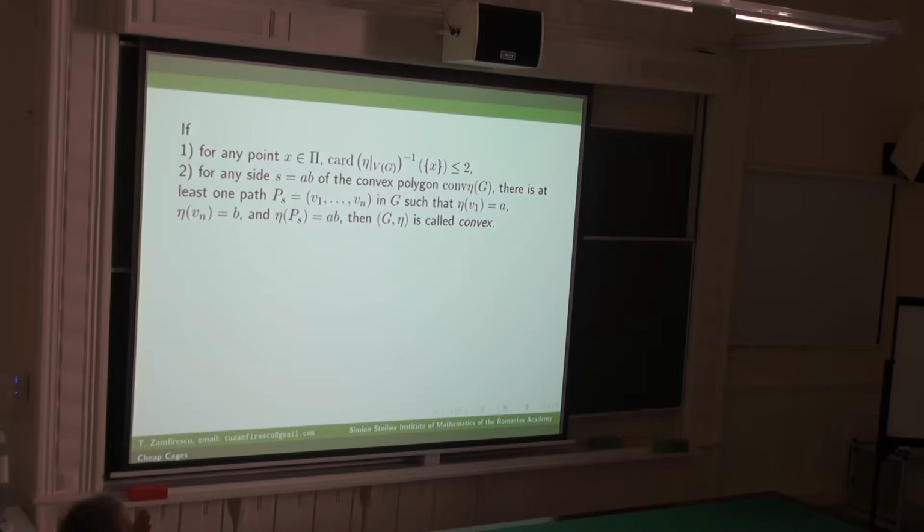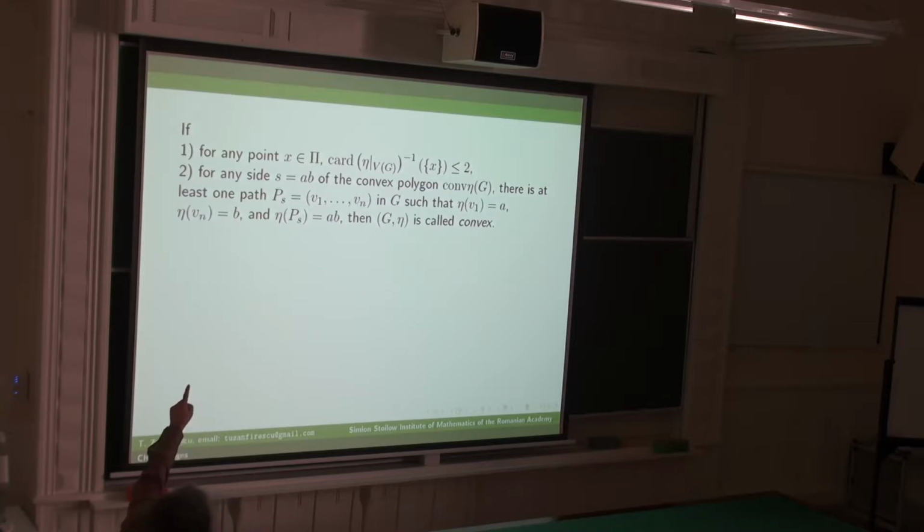Generally speaking, it may. And this is even more important: for any side of the convex polygon, which is the convex hull of eta of G, what is down here on the projection on the plane, there is at least one path in G such that, look, you have the projection, you have a side of this polygon. There might be more than one path projecting onto this, but not more than 2, again because of the convexity of the polytope of which the cage is the one-skeleton.